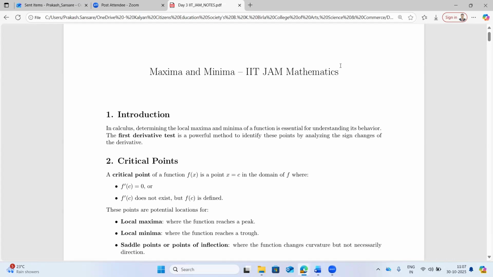Good morning to all. This is the third lecture, and in this lecture, we will be covering the maxima and minima topic.